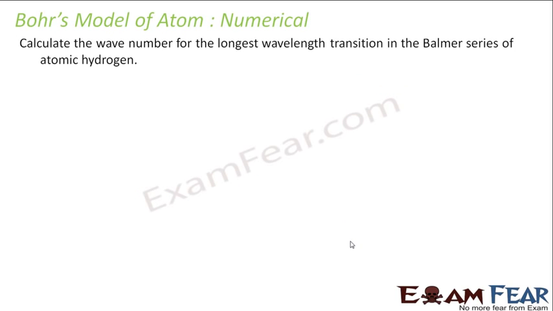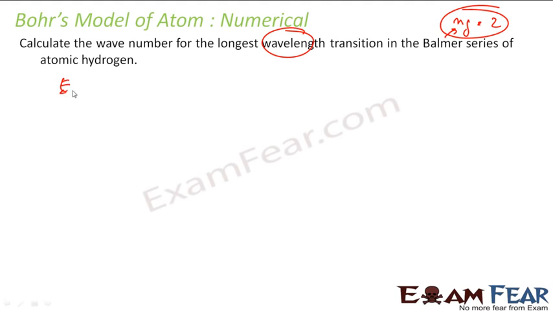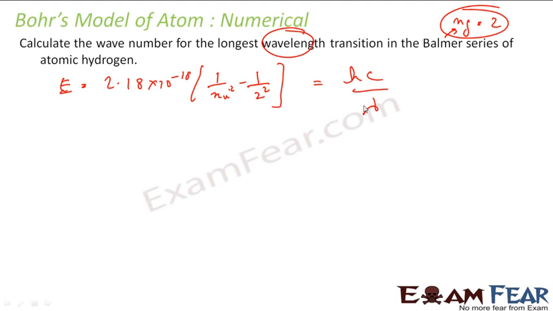Find the wave number of the longest wavelength transition in the Balmer series of the hydrogen atom. So in the Balmer series, my n final is always 2. You know this? In the Balmer series, n final is always 2. I have to find the longest wavelength. So the energy for a jump is nothing but 2.18 into 10 to the power minus 18 times (1 by n final square minus 1 by n initial square), where n final is 2. And this is also equal to energy in terms of wavelength, hc by lambda. And we see everything is constant here: h is constant, c is constant, 2 is constant.